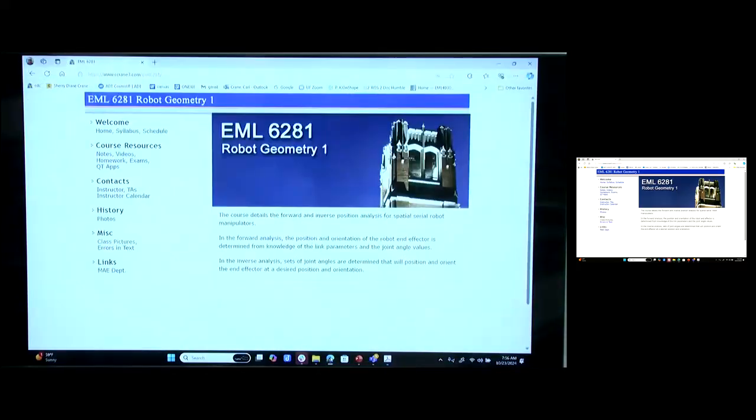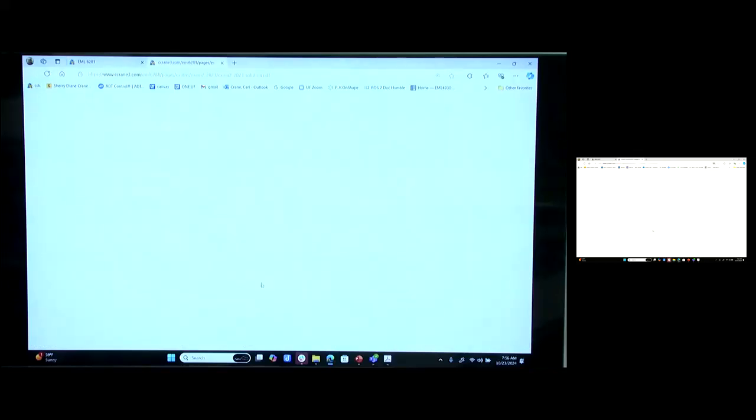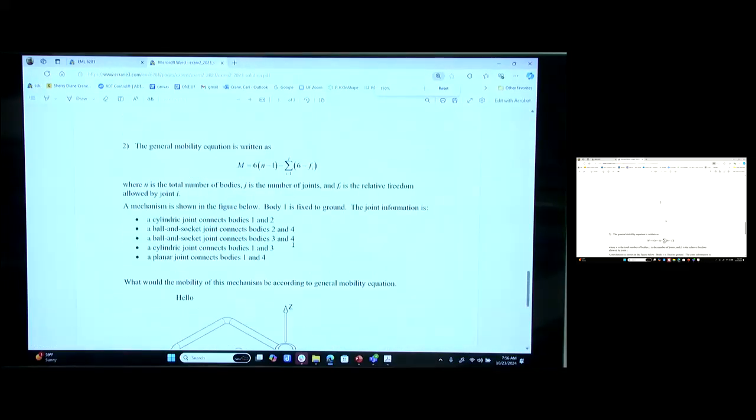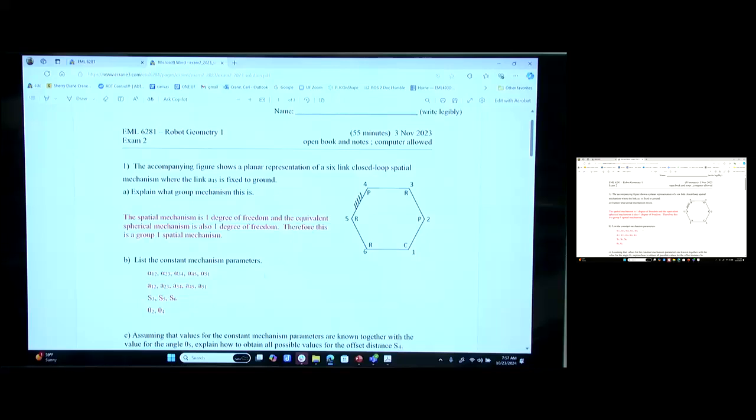But if we look at some of the old exams, when I looked the other day, I think there was only one exam where I had you do numerical stuff, and I'm like, oh my goodness. So let's look at last year. Skip that one for now. Yep, here's an engineering essay question. The accompanying figure shows a planar representation of a spatial mechanism. So that's the planar picture of the 3D. It better be a group 1, or we're on the wrong test.